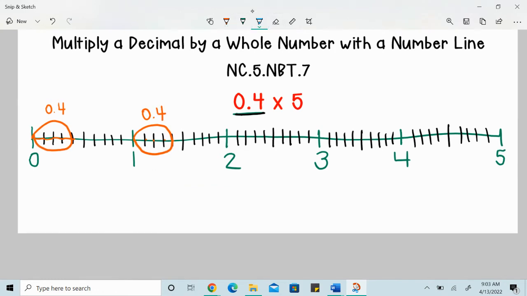And now I need to find 4/10 of the next whole. Remember, I'm finding 4/10 of each of the 5 wholes. So now 1, 2, 3, 4/10 there. So I have 4/10 again. And I'm going to keep repeating this until I've found 4/10 of each of these 5 wholes. So 1, 2, 3, 4. There's 4/10 of that one.